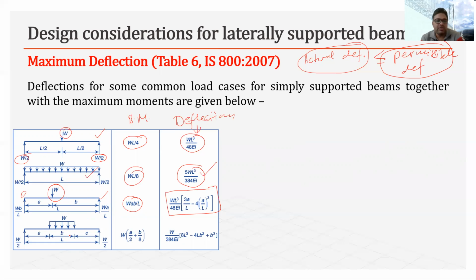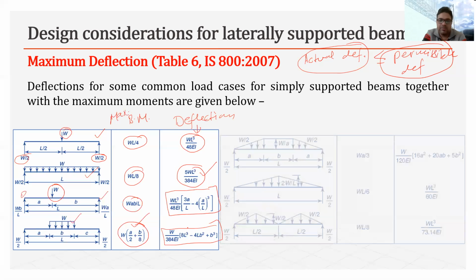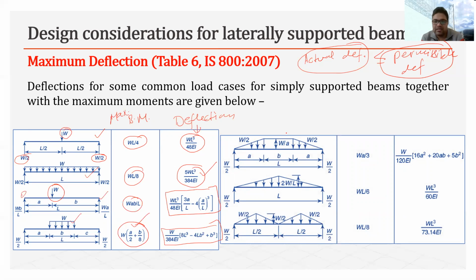Similarly, if the UDL is not over the whole span but over some part of the span, like this fourth case, the maximum bending moment can be calculated using this formula. The maximum deflection can be calculated using this relation. Similarly, there may be other cases, like a UDL together with a varying load. In that case, this will be the maximum bending moment and this will be the maximum deflection formula.